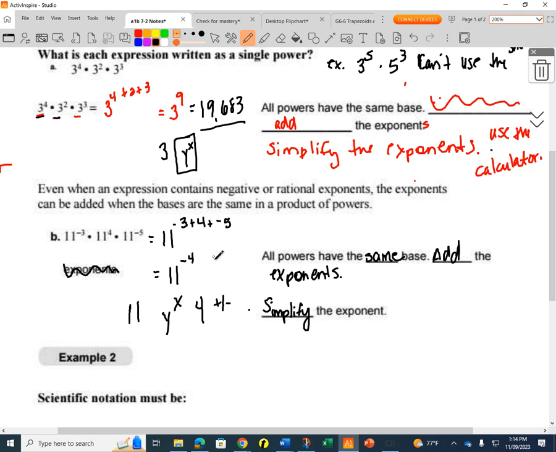So 11 raised to the negative 4th power is 0.000, so 4 zeros. So this equals 0.1234 68301.